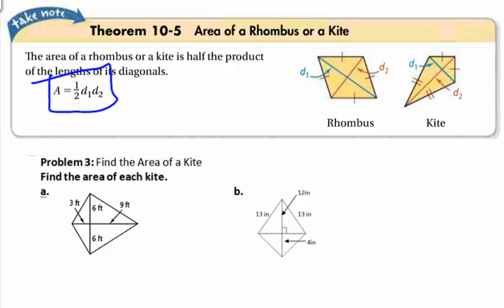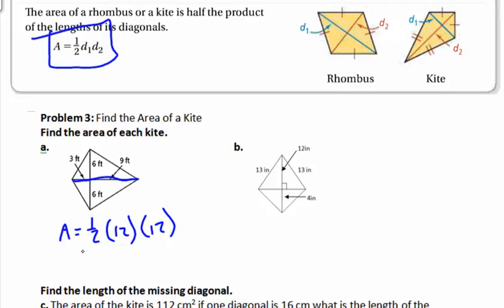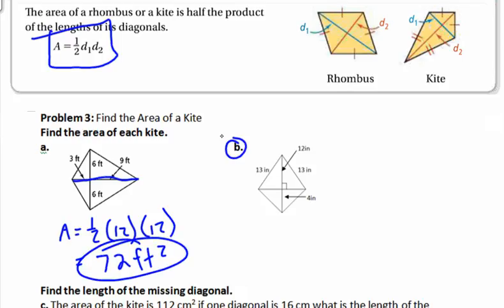Alright, now remember, you have to use the whole diagonal. That one would be 3 plus 9, which is 12. And the vertical one is also 12. So 12 times 12 is 144, and you multiply that by 1/2. I think you get 72 feet squared. It's always good to have a calculator to check. Alright, number B, why don't you try on your own?